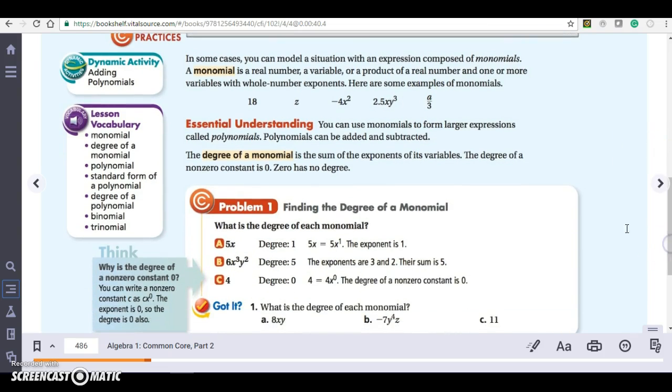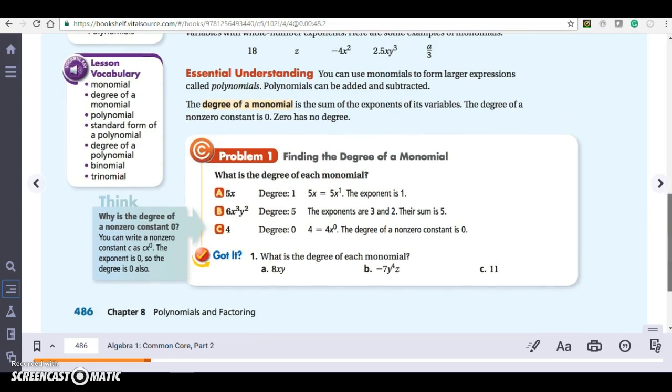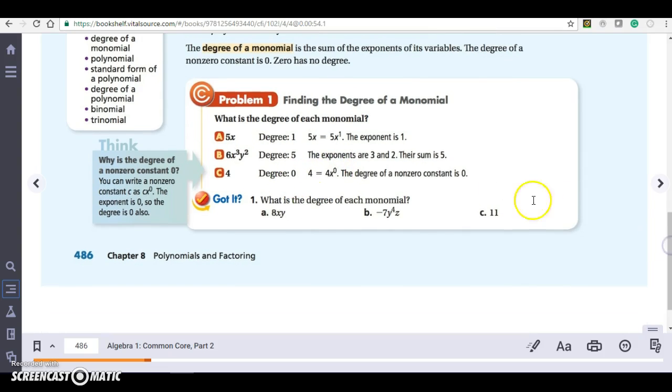Okay, so it says the degree of a monomial is the sum of the exponents of its variables. So just looking at the variables, let's look at problem 1. It says what is the degree of each monomial? So I have 5x, and here there's an invisible 1, so my degree is 1. Then I have 6x to the third, y to the second, so I have 3 plus 2, so my degree is 5. And here I have 4, and so really there's an invisible x to the 0, so my degree is 0. So let's do it on our own now.